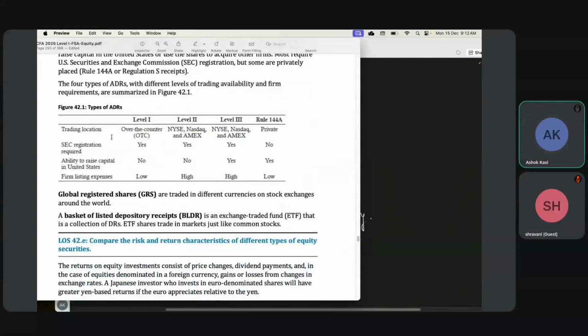So this is the table here. The last one is not needed as such. Rule 144A means you can sell it to investors without registering with the SEC. Here it is privately placed, that is Rule 144A. Privately means without registering with the SEC, you are privately selling it. You can see the 1, 2, 3 columns.